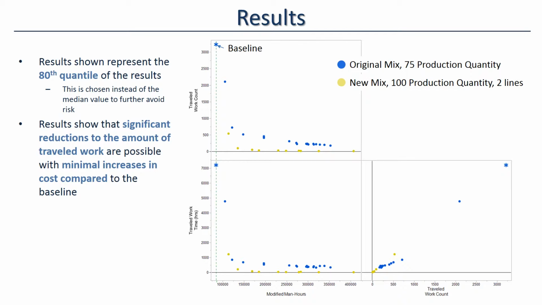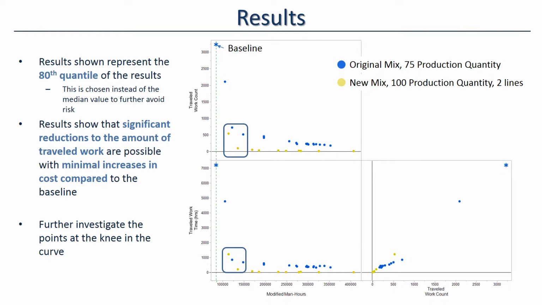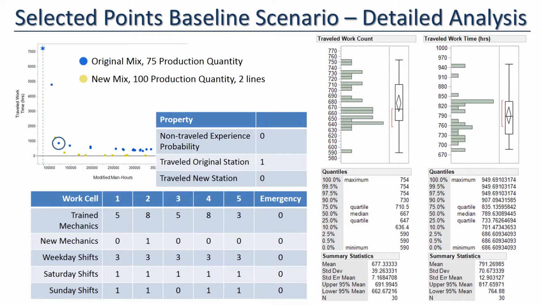On the y-axis, we've plotted our traveled work and traveled work time against our modified man hours. And we see that we can reduce the amount of traveled work with minimal increases in cost compared to the baseline. For further analysis, we're going to look at the points in the knee of the curve. So for this first point, we've basically added weekend shifts, Saturday and Sunday shifts, while controlling costs by reducing the number of trained mechanics we're using for each shift.